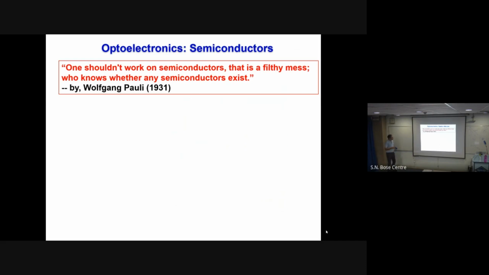Now, this kind of properties or applications you get in a class of materials called semiconductors. And not very long ago, about 90 years back, Wolfgang Pauli stated that one should not work on semiconductors. That is a filthy mess. Who knows whether any semiconductor exists?